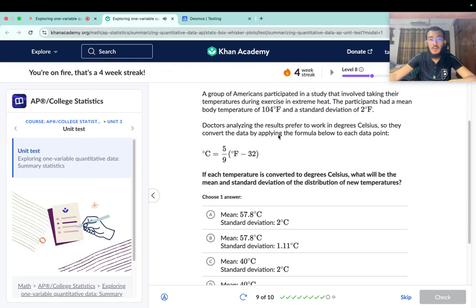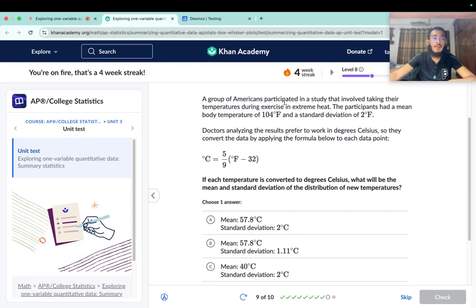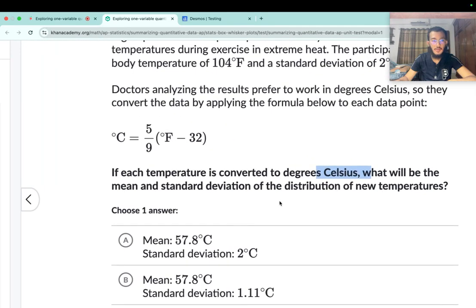Okay. A group of Americans participated in a study that involved taking their temperatures during exercise in extreme heat. The participants had a mean body temperature of 104 degrees Fahrenheit and a standard deviation of 2 degrees Fahrenheit. Doctors analyzing the results prefer to work in degrees Celsius, so they converted the data by applying the formula below to each data point. If each temperature is converted to degrees Celsius, what will be the mean and standard deviation of the distribution of these new temperatures?